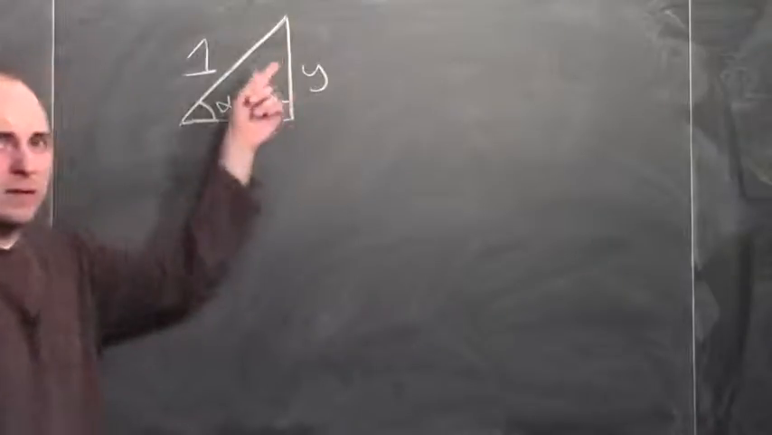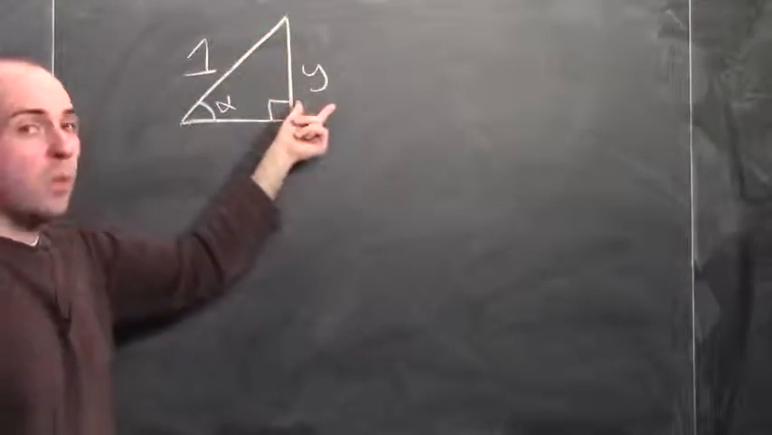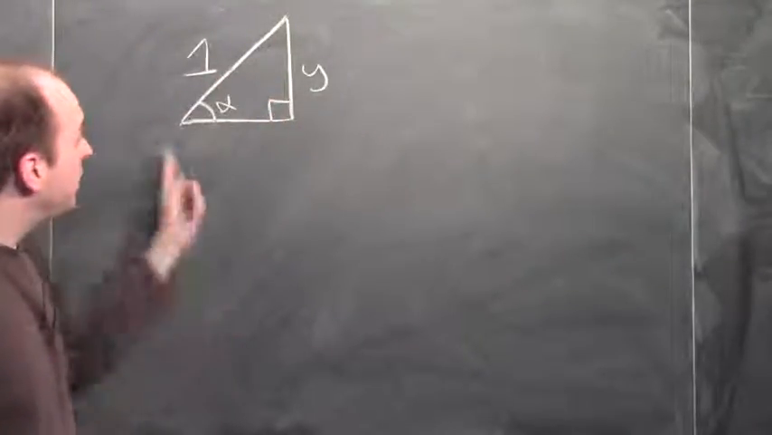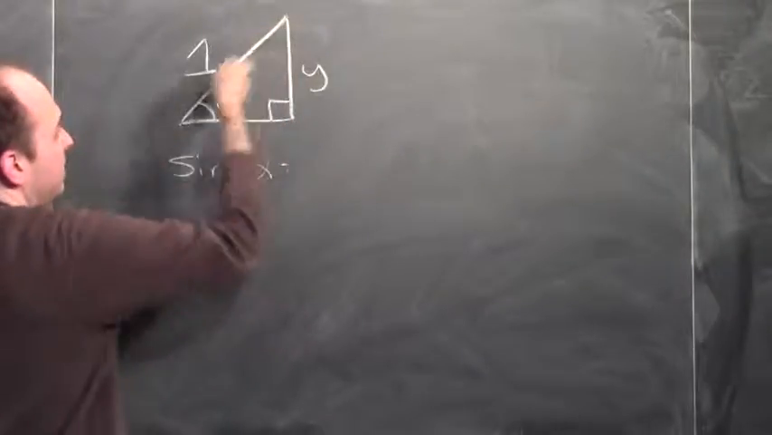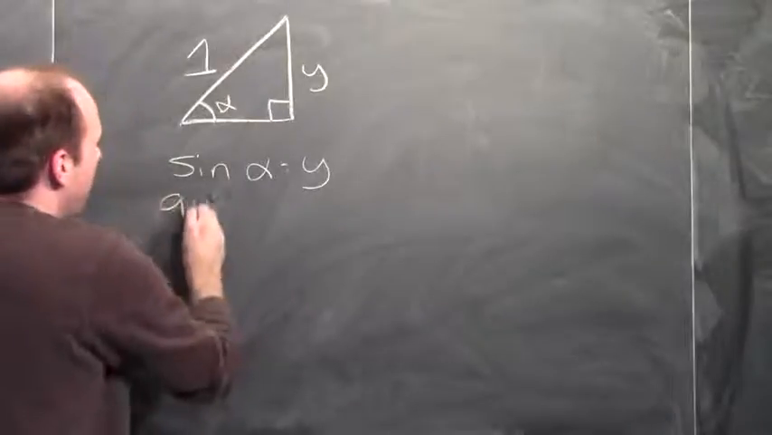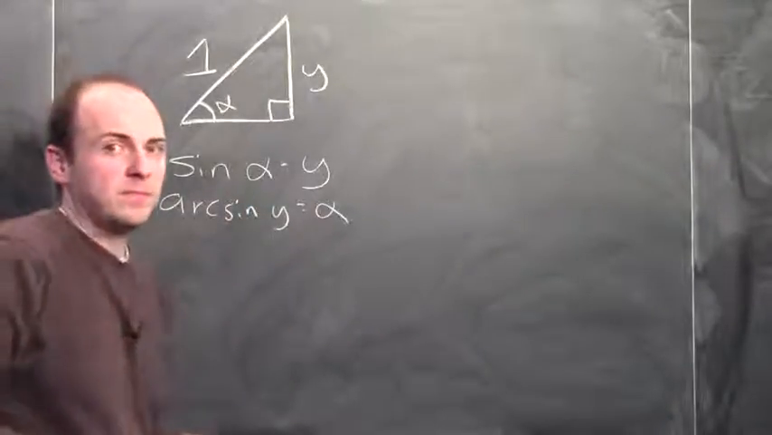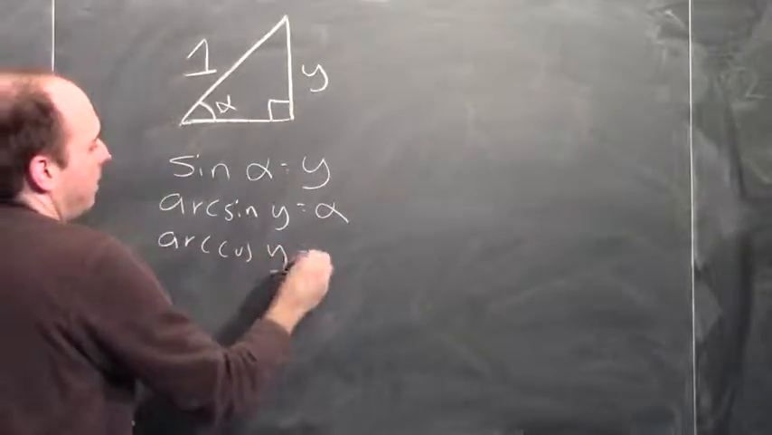Take a look at this triangle here. This angle's alpha, and I'm labeling this side to have length y, and the hypotenuse of this right triangle has length 1. Now what this triangle is telling me is that the sine of alpha, which is this side divided by the hypotenuse, is y. And consequently, the arc sine of y is alpha. Now what's arc cosine of y?